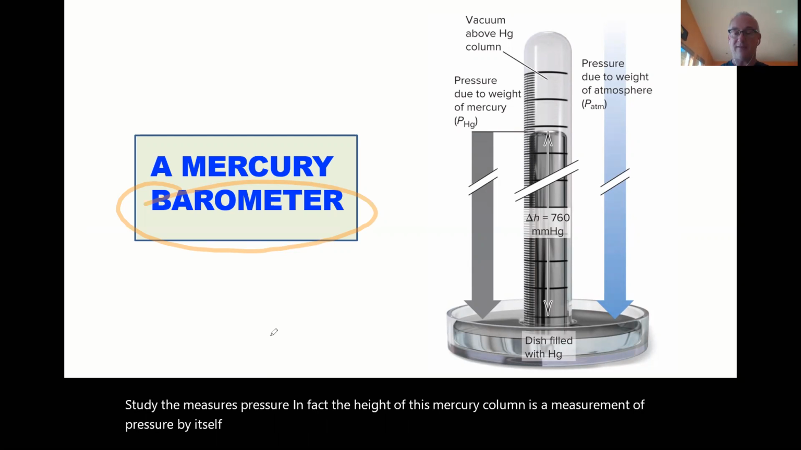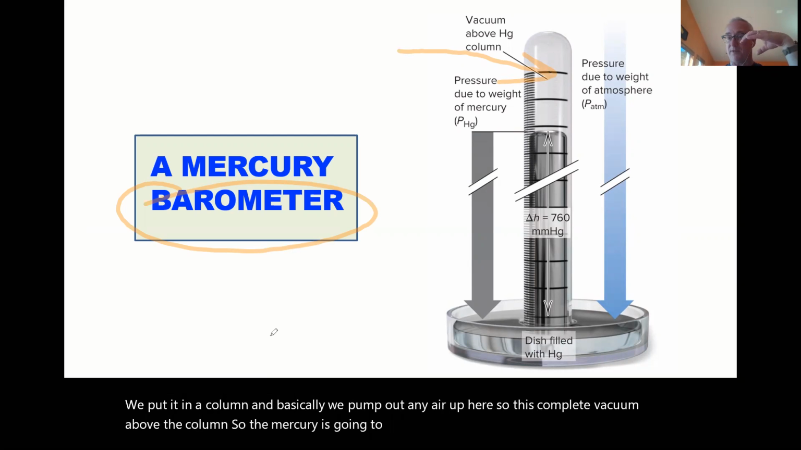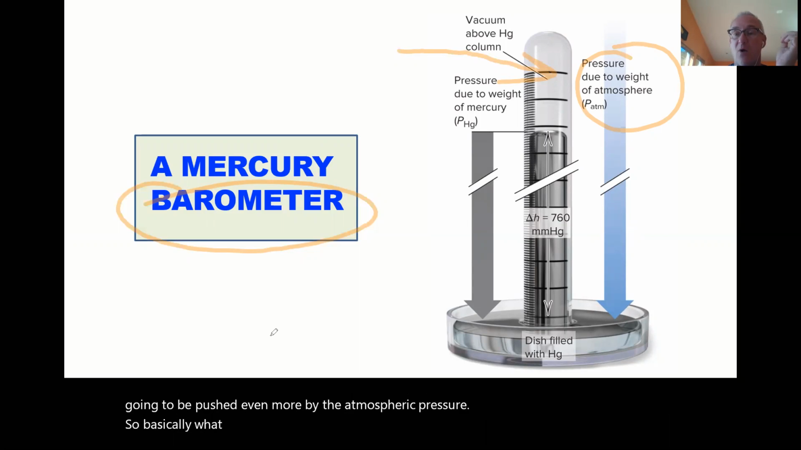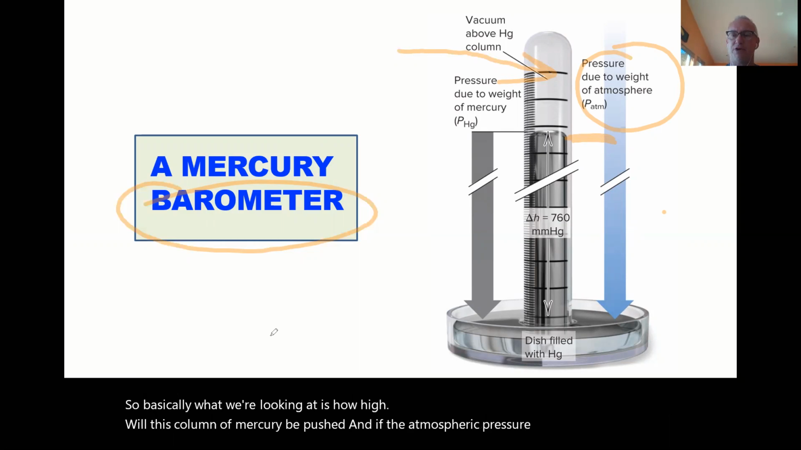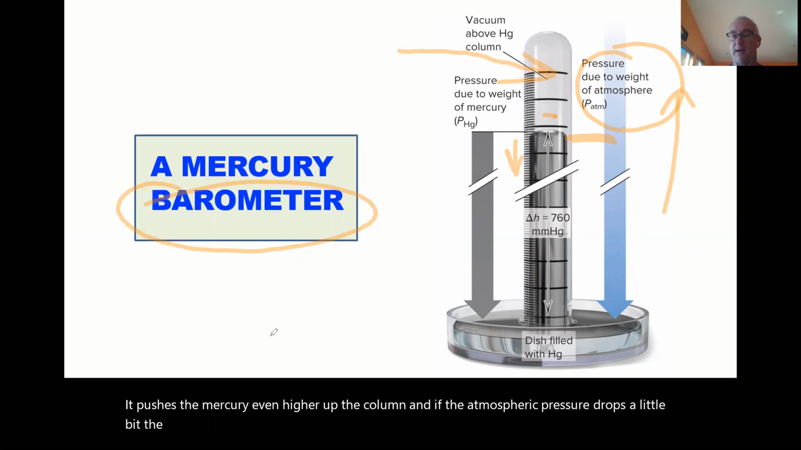And so what we do is we have a dish filled with mercury. We put it in a column, and basically we pump out any air up here. So there's a complete vacuum above the column. So the mercury is going to be pulled somewhat up the column, and it's going to be pushed even more by the atmospheric pressure. So basically what we're looking at is how high will this column of mercury be pushed? And if the atmospheric pressure goes up, it pushes the mercury even higher up the column. And if the atmospheric pressure drops a little bit, the level of mercury drops.